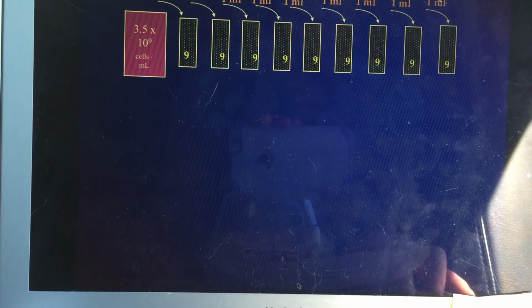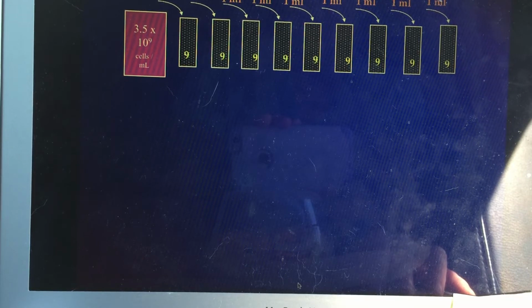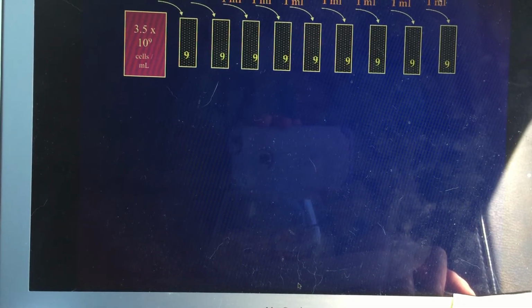We're going to do the same thing again with the next tube. You're going to take 1 mil out of the tube that you just created and transfer it into another 9 mils.